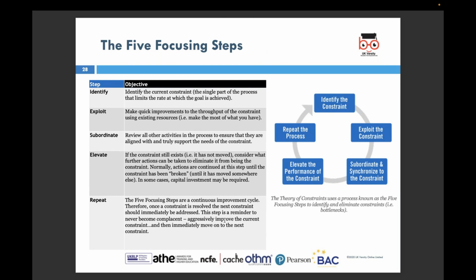Subordinate. Here we review all other activities in the process and ensure they are aligned with and truly support the needs of the constraint. We want to eliminate any unnecessary actions or tasks that do not contribute to the constraint's improvement.